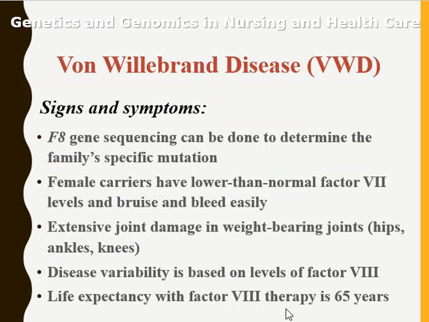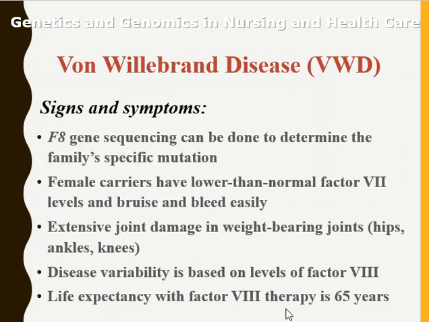Oop. Okay, sorry, I didn't talk about this yet. So the F8 gene sequencing can be done to determine the family-specific mutation. Okay, we mentioned that. Female carriers have lower than normal factor VII levels and bruise and bleed easily. Okay, so that, again, that comes from your book. I'm kind of wondering if that factor VII is a typo, and that should be factor VIII. But factor VII certainly is another clotting component. But that is stated in your book.